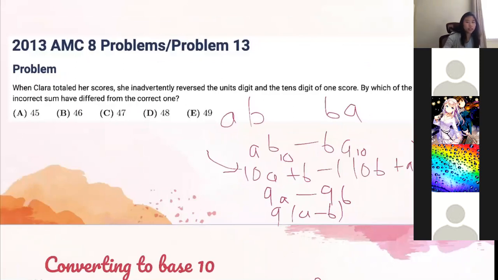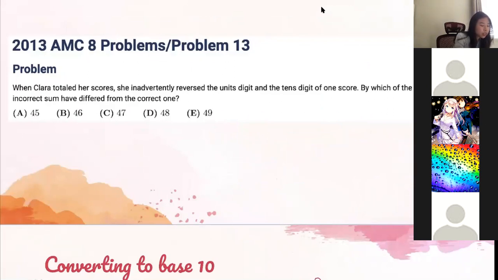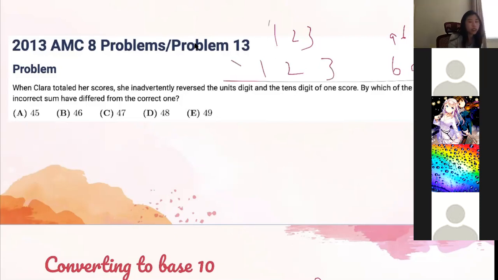But let me go over the whole solution again because I know I've been giving it as fragmented hints. So first, Clara has a ton of scores, right? And then there's one score which she messes up. So let's say she has scores like 1, 2, 3, whatever, and there's one that she messes up, A, B, and VA. Well, we don't care about what the rest of the scores are, because when we subtract them, they're just going to cancel out, except for the one that she messed up.